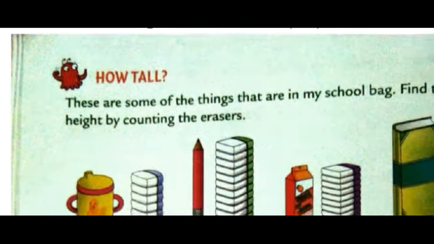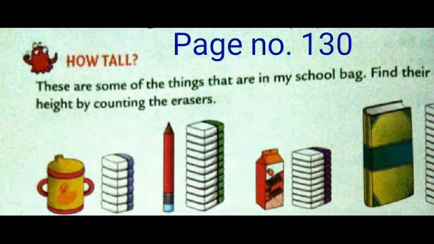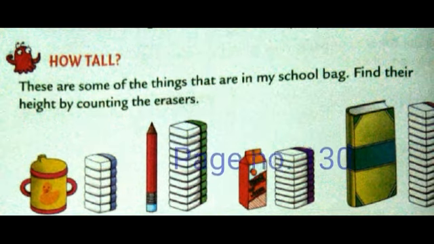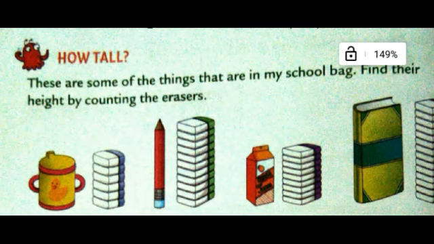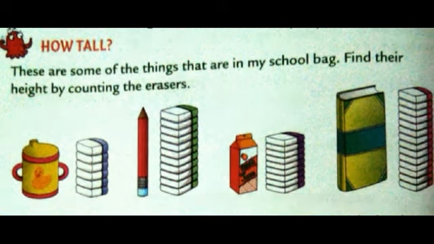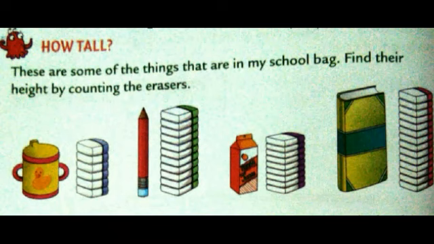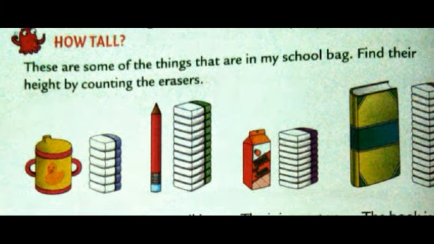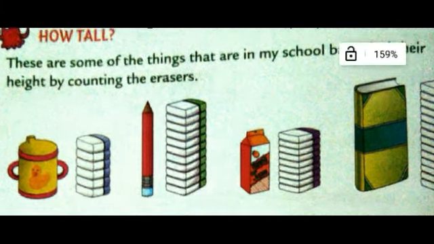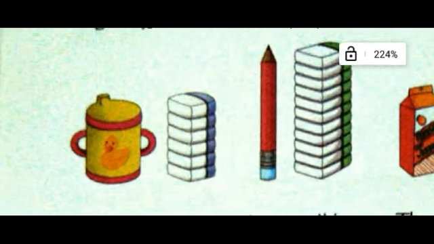Moving on to the next page. Page number 130. How tall? These are some of the things that are in my school bag. Find their height by counting the erasers. Beside each object, some erasers are kept. We have to find the height of these objects by counting the erasers. So let's start with the first one. We'll start with the tiffin box.